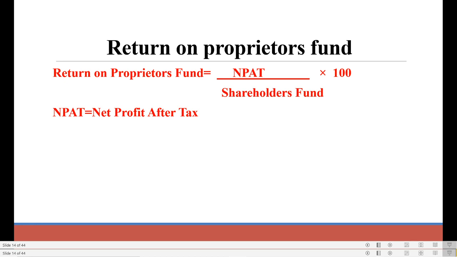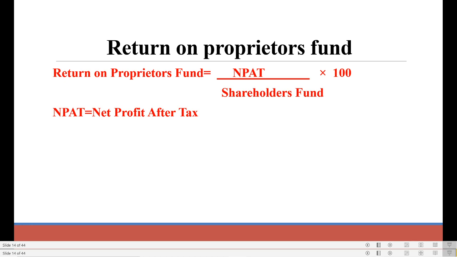Because the amount which shareholders are going to receive, this is written on proprietor fund. So, proprietor meaning shareholders. So, what return are they going to receive? They will be receiving return after payment of tax, because we all know that dividend is paid after payment of tax. After tax profit, dividend is paid on that.